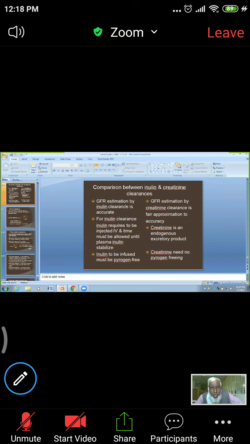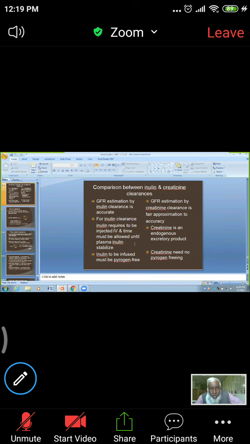GFR estimation by inulin clearance is the most accurate, that means it is most reliable. GFR estimation by creatinine clearance is a fair approximation to accuracy. Though it is not completely accurate, it is near accuracy. Inulin requires to be injected through the IV route, and time must be allowed until the plasma level stabilizes.